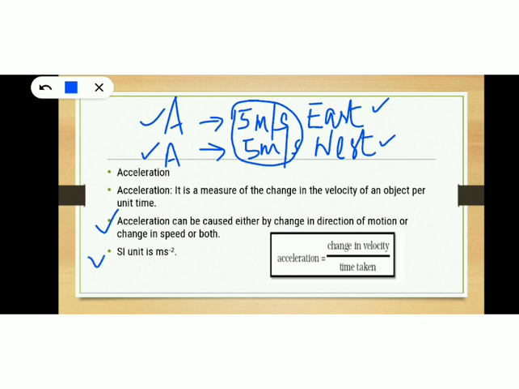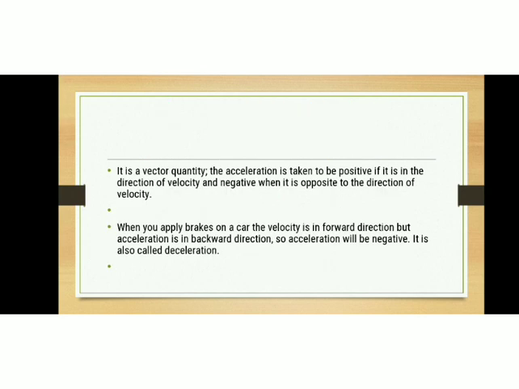The SI unit of acceleration is meter per second square. What is the equation to find acceleration? The equation to find acceleration is change in velocity by time taken, and the unit is meter per second square. I told you it is a vector quantity, and acceleration is taken to be positive if it is in the direction of velocity and negative when it is opposite to the direction of velocity.